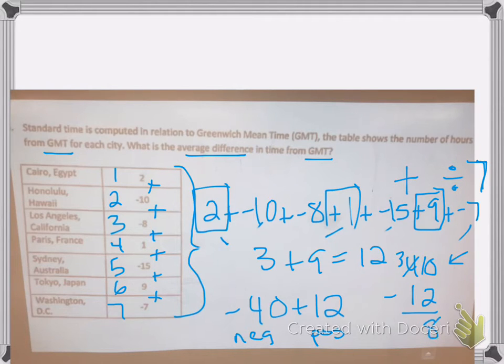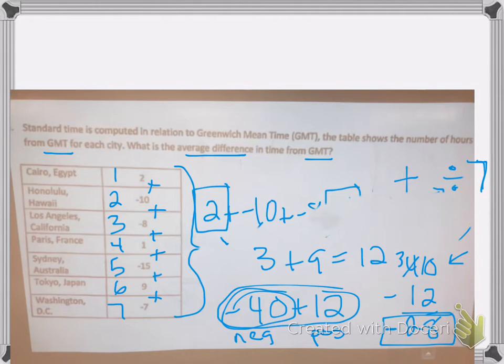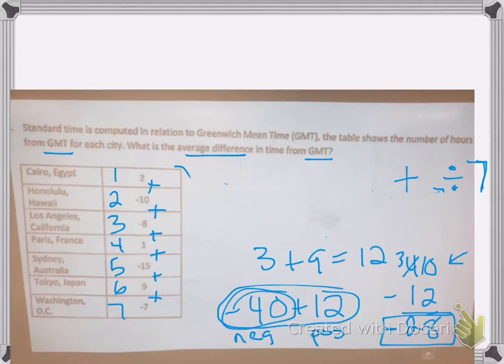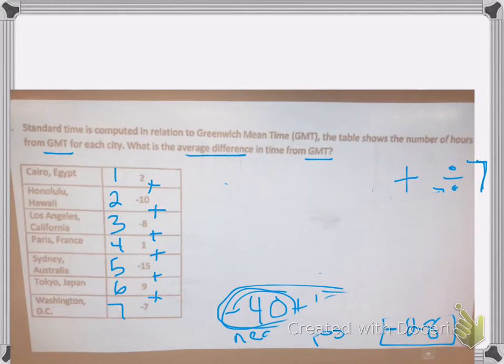We've got 8 when we subtract, and 2. Keep the sign of the bigger number. Which one was bigger? Negative 40, so it's a negative 28 when you add them all up, okay? So we added them all up, but don't forget, when you find average, you have to add them all up and divide. So we have to divide still.